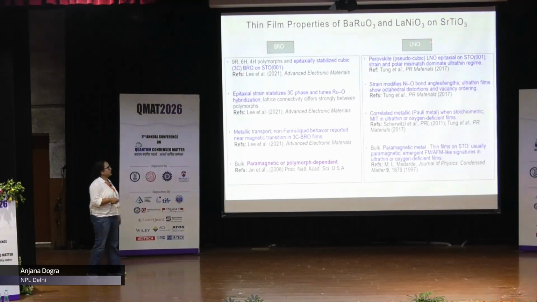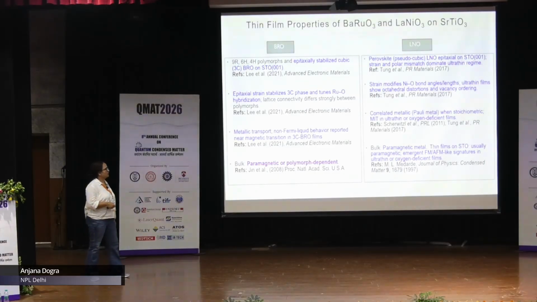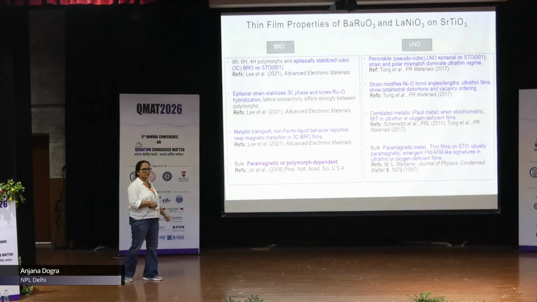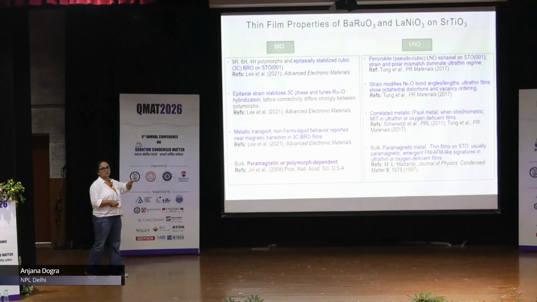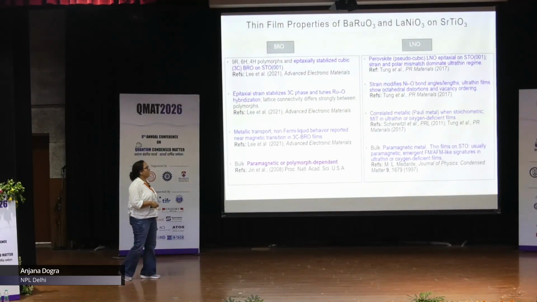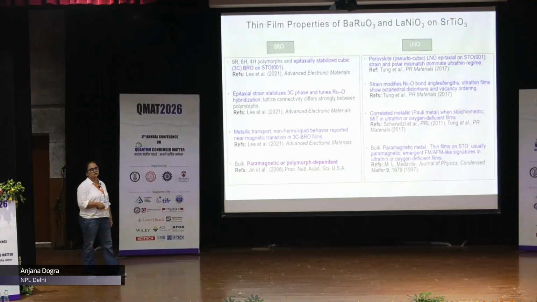And coming to LNO, which is LaNiO3, it also modifies with strain. Okay. So, this is a paper which was published in 2017, and they could also show a metal-insulator transition when the film reaches very ultrathin structures. So, this kind of transition they could observe. Okay. And in bulk, as I mentioned, they both are paramagnetic.